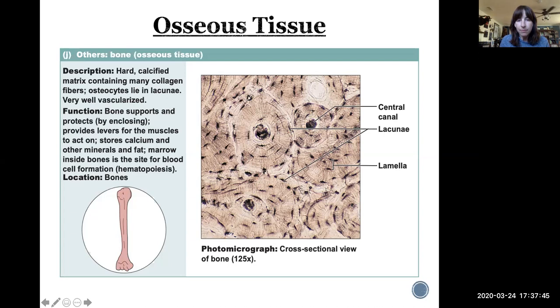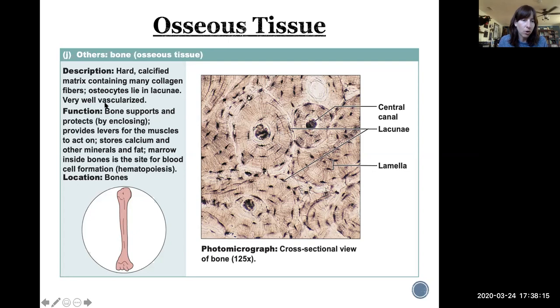So bone tissue is made up of these round structures called osteons. And in the middle of each osteon is a central canal that blood vessels and nerves can pass through. So that blood and the nerve supply can reach the bone cells, which are also in little lacunae, right? In their little bubble, in their little house in the bone tissue, in order for them to get nutrients.